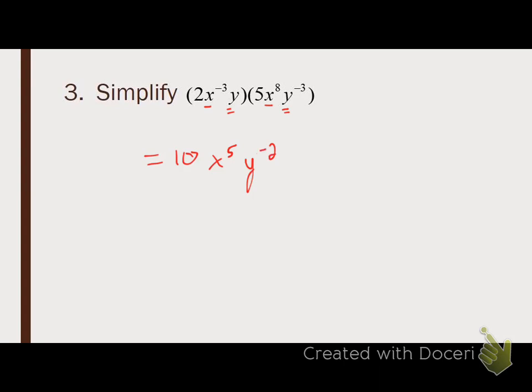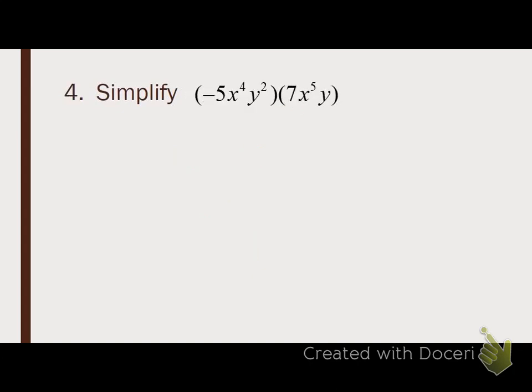And so now we want to move. The y needs to move into the denominator to give us a positive exponent. So 10x to the 5th over y squared. And then we're done. Okay?